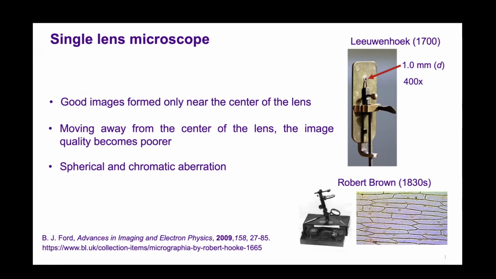Again, the compound microscope came, with Robert Brown. He used onion cells and was able to visualize the nucleus. This is the history. So what are the tasks of microscopes?